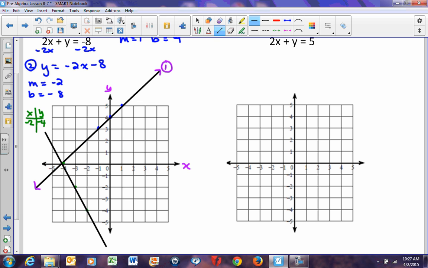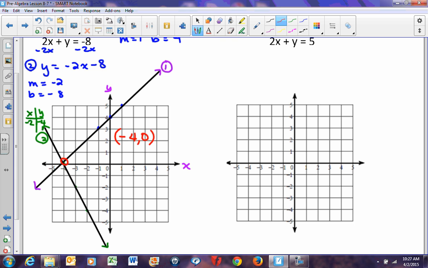I'm a little off. Stretch my graph up a little bit here. There we go. And my little arrowheads on my graph. My equation is equation number 2. And you can see that they intersected at this point right here, which happens to be -4, 0. So my solution of my equation is -4, 0.